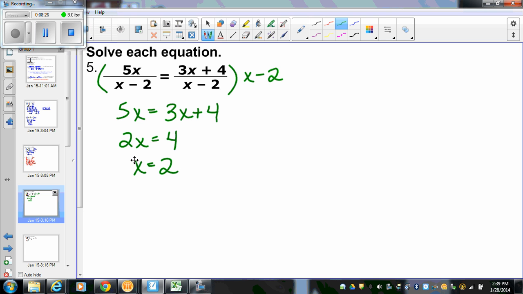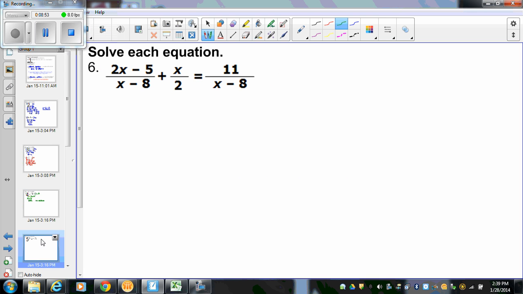So now I need to check for extraneous solutions, and if I take that 2 and substitute it into either denominator, 2 minus 2 is 0, which can't happen. So I cannot keep this as an answer. So since I'm out of answer choices, I put no solution. Hopefully that one makes sense to you. So I want you to pause the video again and give number 6 a try.